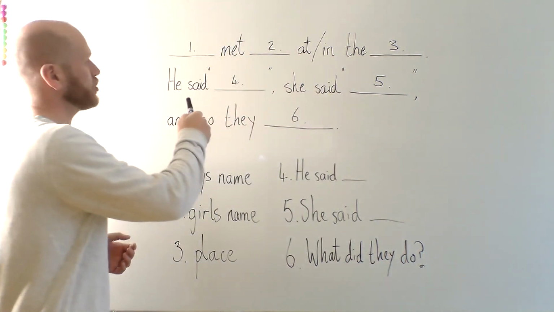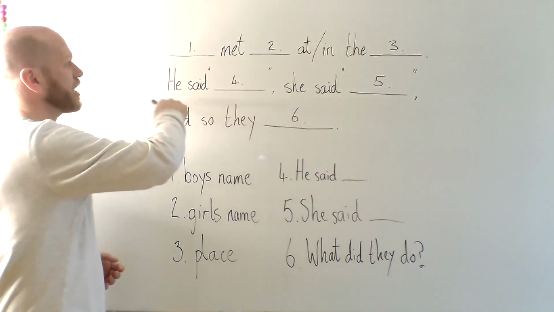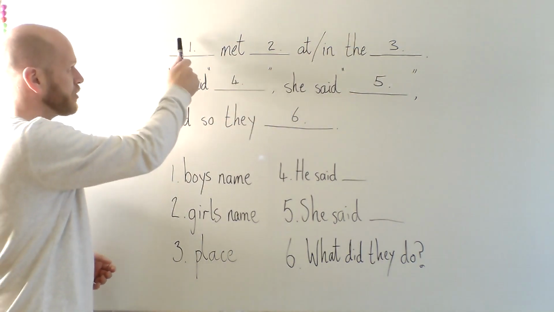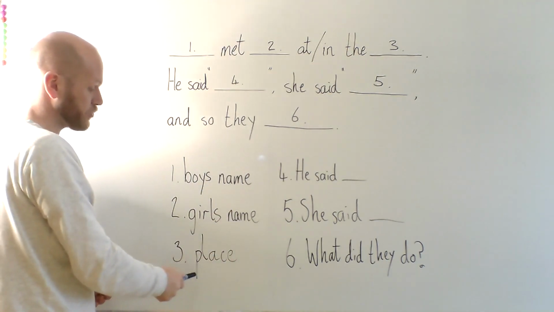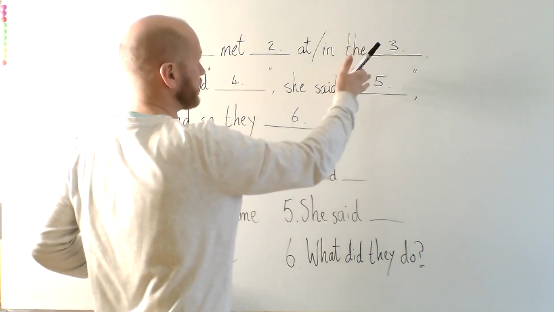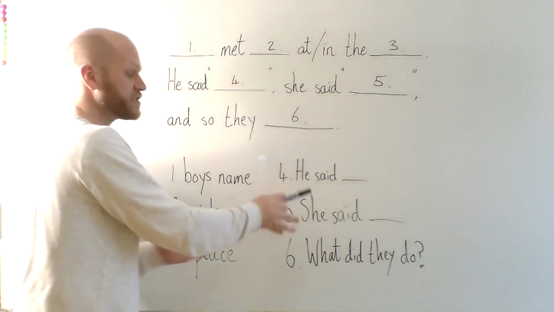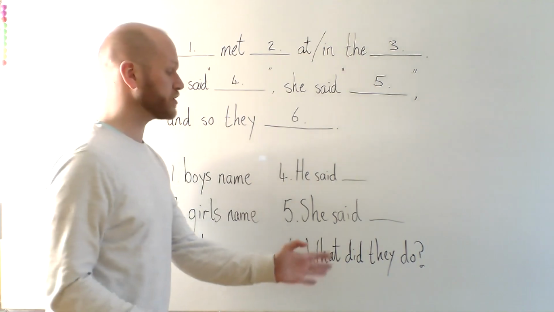So, how I do it, first of all, write this on the board and just explain. Number 1 is the boy's name, 2, girl's name, 3 is your place, so at the or in the. He said, she said, and what did they do?